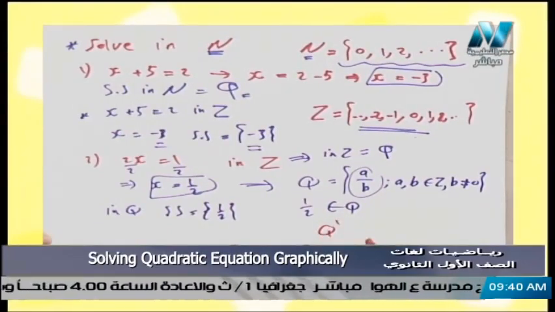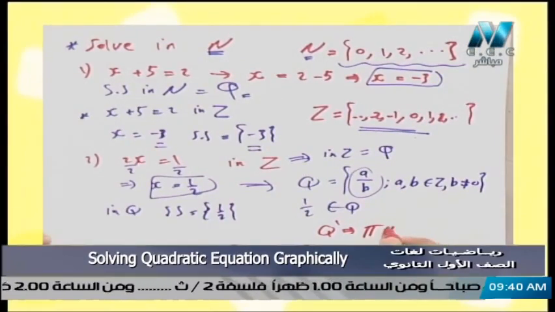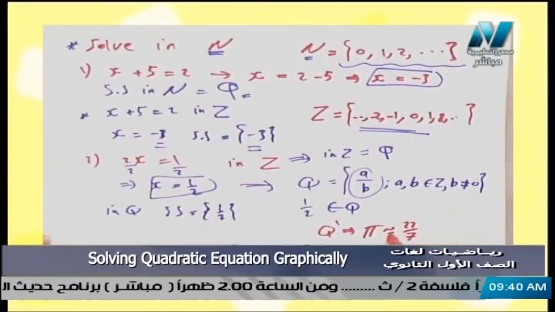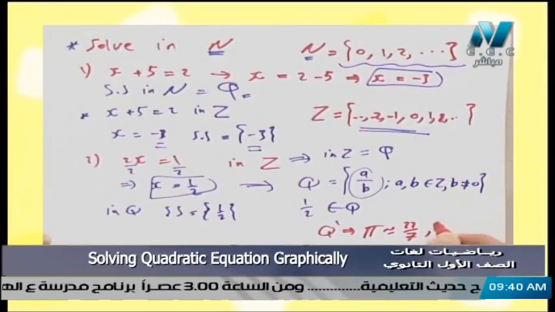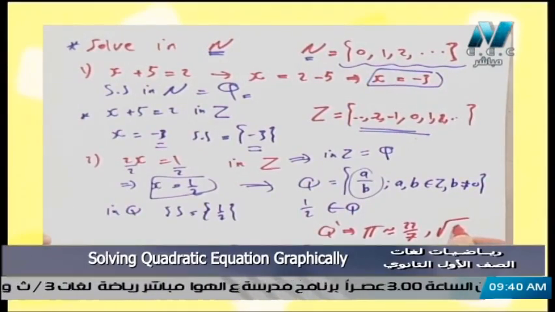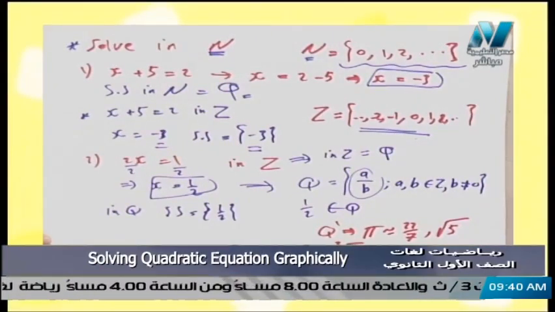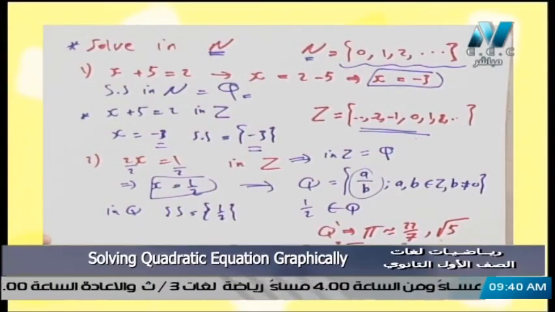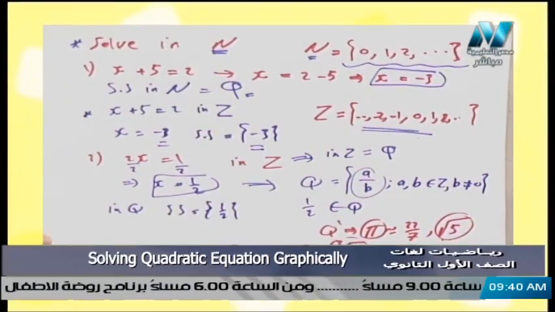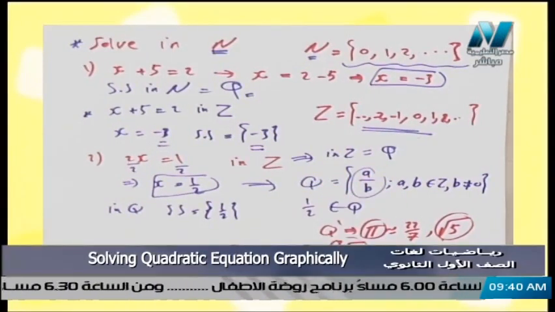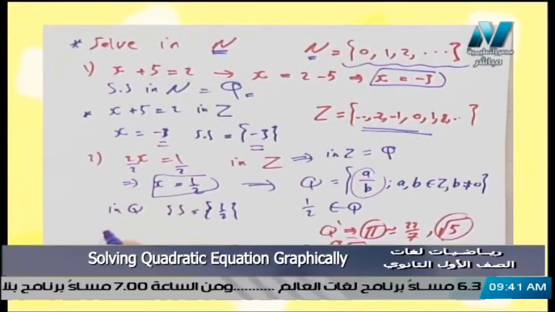Q dash numbers are, as an example, pi, which is approximately 22 over 7, not exactly but approximately, and also square root 5, cubic root 10 as an example, and so on. These numbers pi, root 5, and cubic root 10 and so on don't exist in Q, but they belong to Q dash.